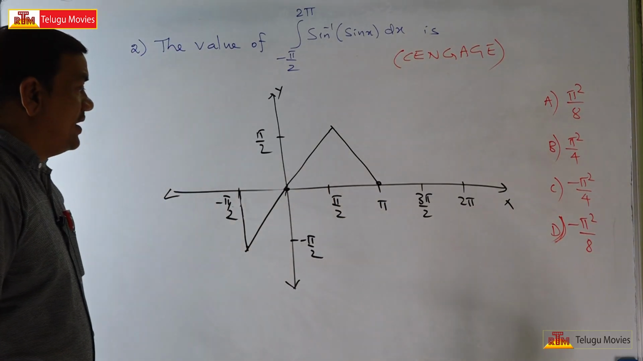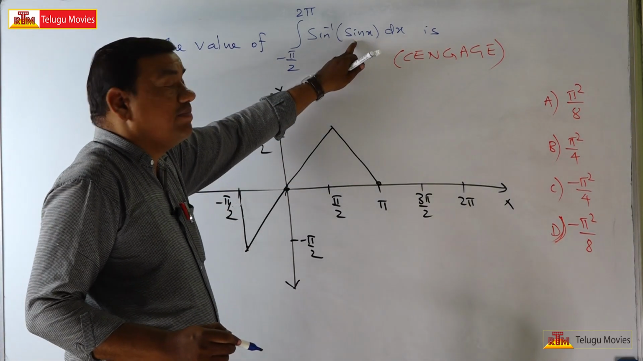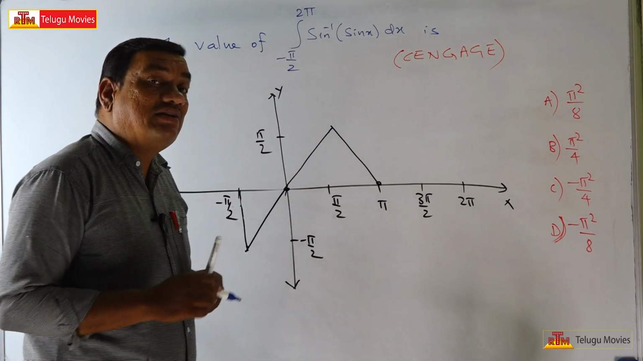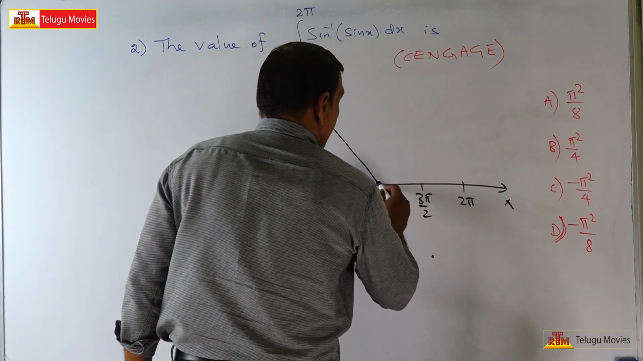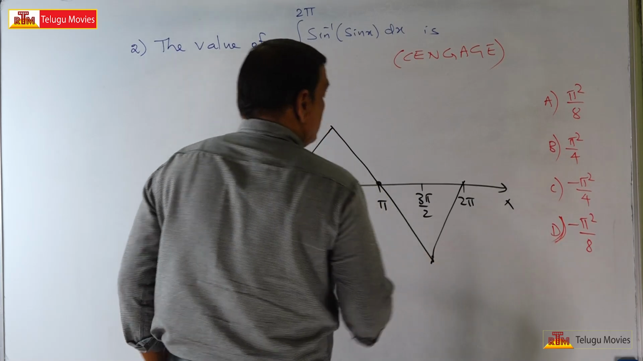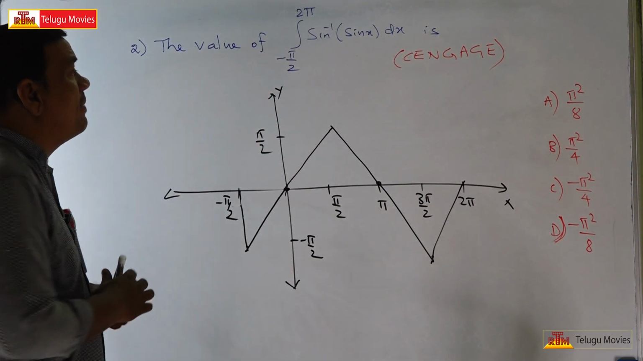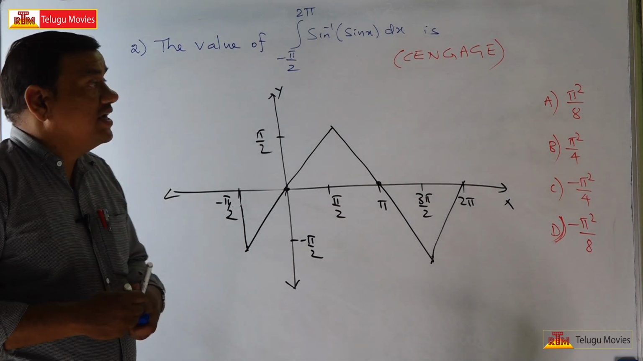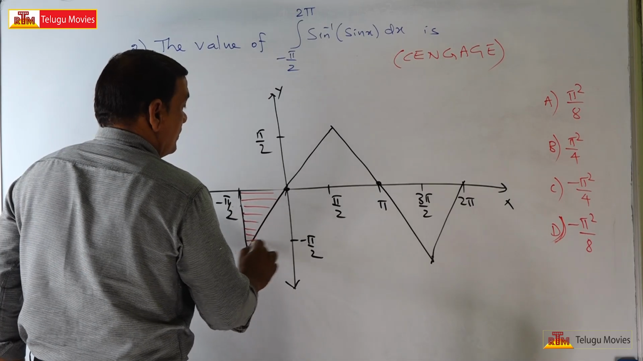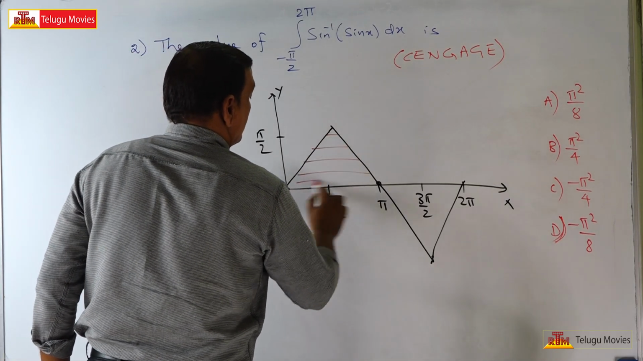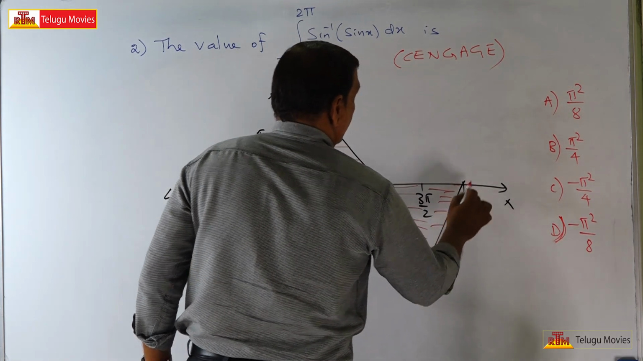Again it will be on the axis. Now 3 pi by 2. Sin 3 pi by 2 is minus 1. Sin inverse of minus 1 is equal to minus pi by 2. That means here it will come. Again automatically it will come. Understand? So your integral from minus pi by 2 to 2 pi is nothing but the area bounded by this region. Understand this? This is the region.